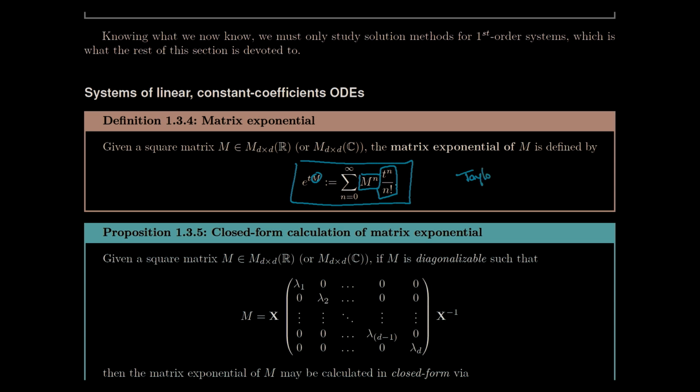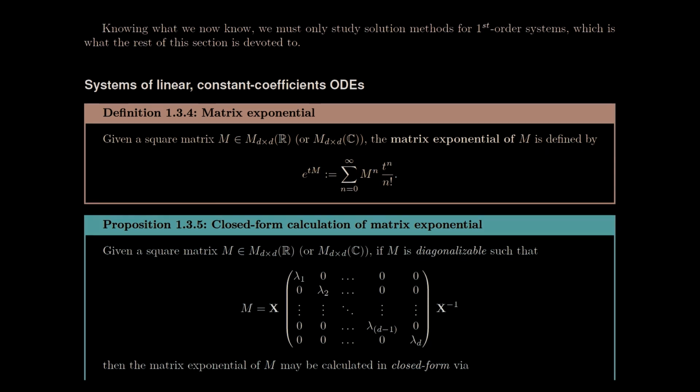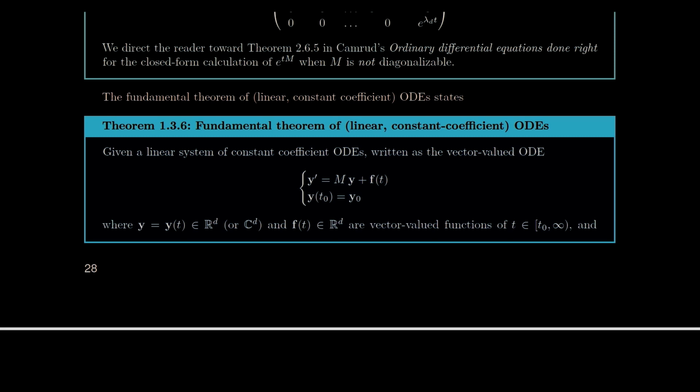Maybe I'll mention this here. Taylor series of e to the at is going to be the sum of a to the n, t to the n divided by n factorial. You may recall that from calculus 2. So that's the Taylor series for the exponential, but instead of putting an a in there, we're actually putting an entire matrix in there. And so we're going to define the matrix exponential like this, and I'm going to scroll down really quick to see why these are important. I'll show you why these are important.